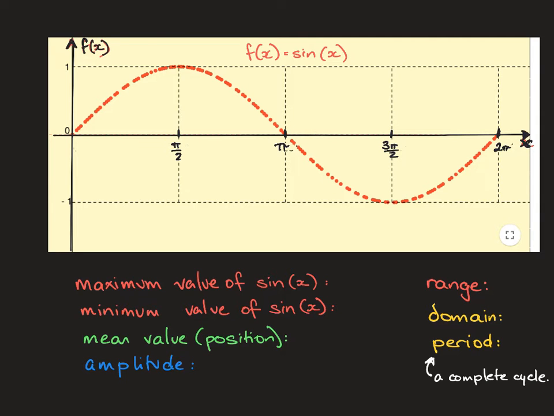Here's a closer view of our sine function, and this time I've got x as our variable on the x-axis, and we're looking at f of x, the function of x. For this particular function, our maximum value of sine of x, which is our maximum y value, is 1. And coming down this way, our minimum value is -1.